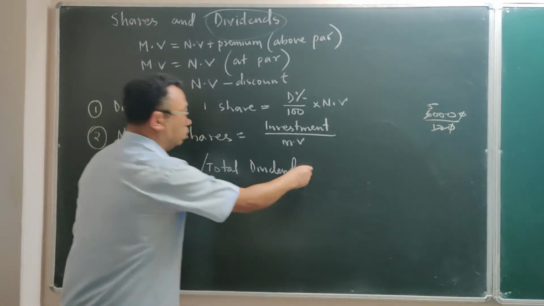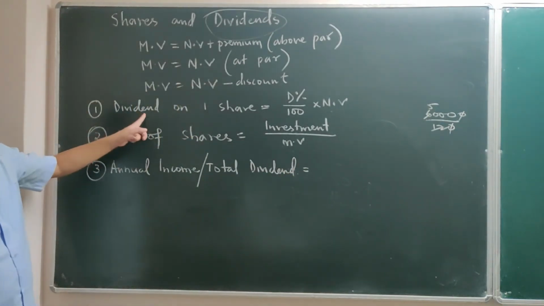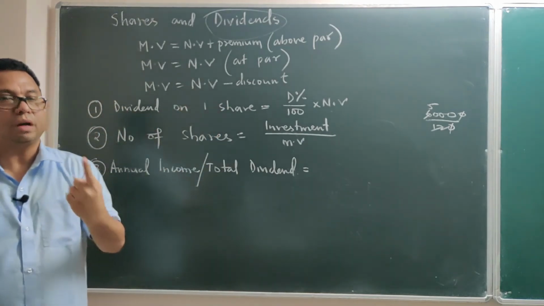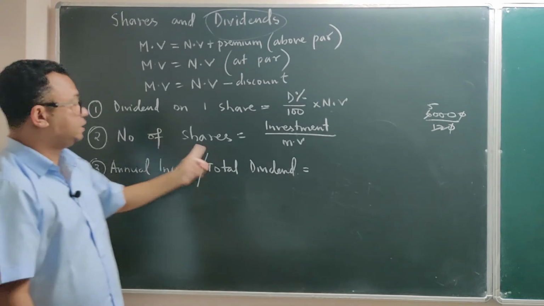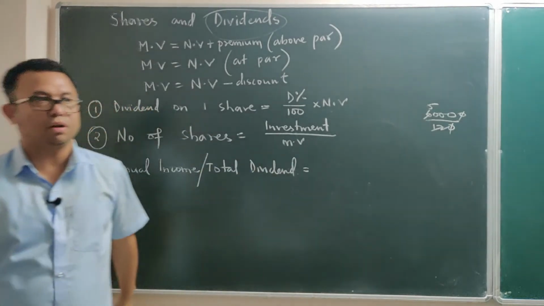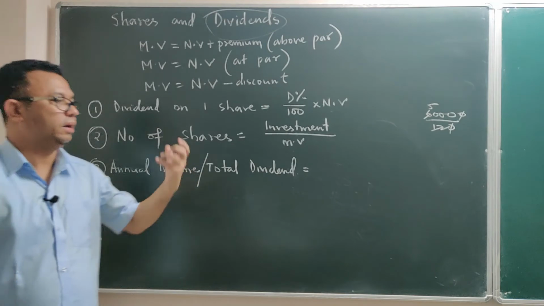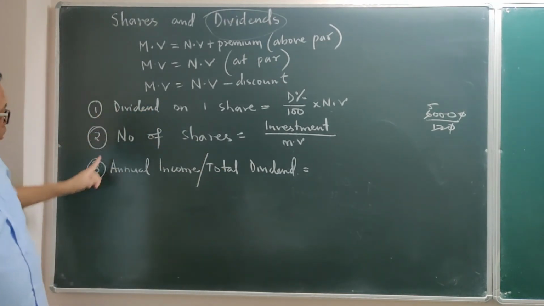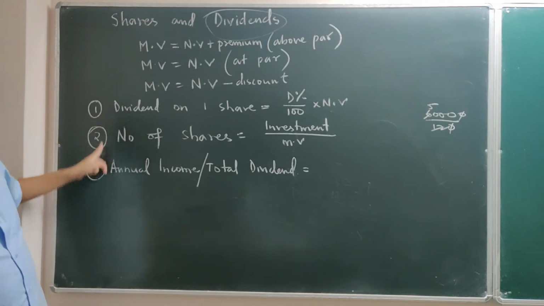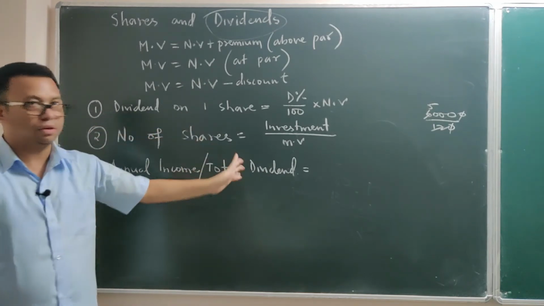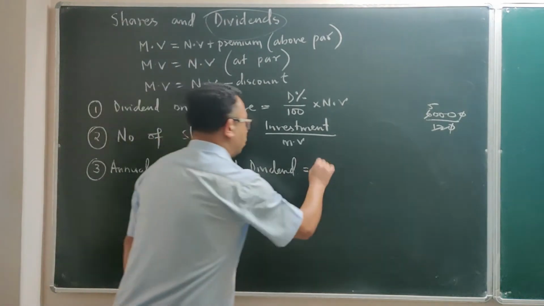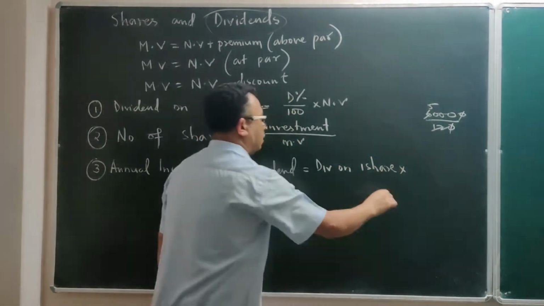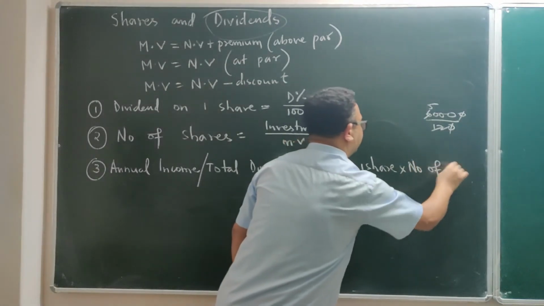That is equal to multiplying number 1 with number 2. This is of 1 share: how much the company is giving for 1 share, and this is how many shares he has. Multiply it, and you will get the total profit which the company is giving you. So for number 3, which is annual income, you have to multiply number 1 with number 2. So it is dividend on 1 share into number of shares. If I write here, dividend on 1 share multiplied with number of shares.